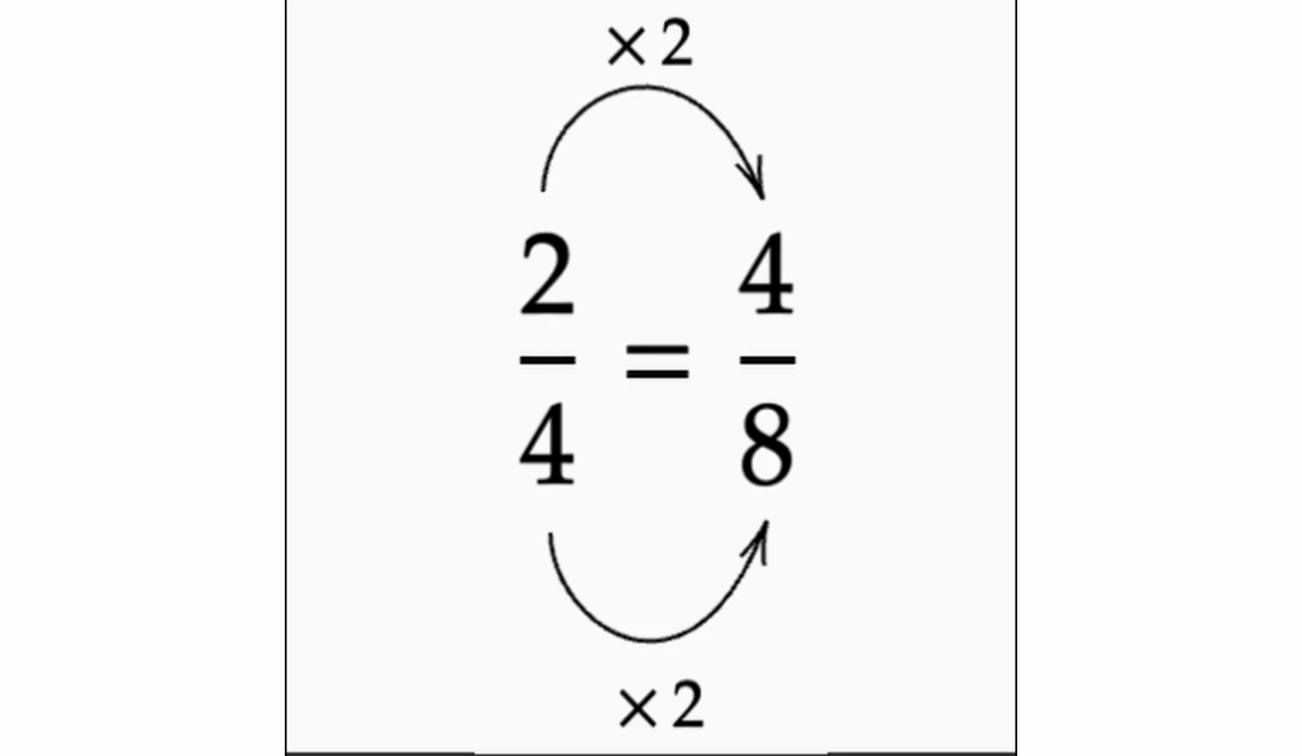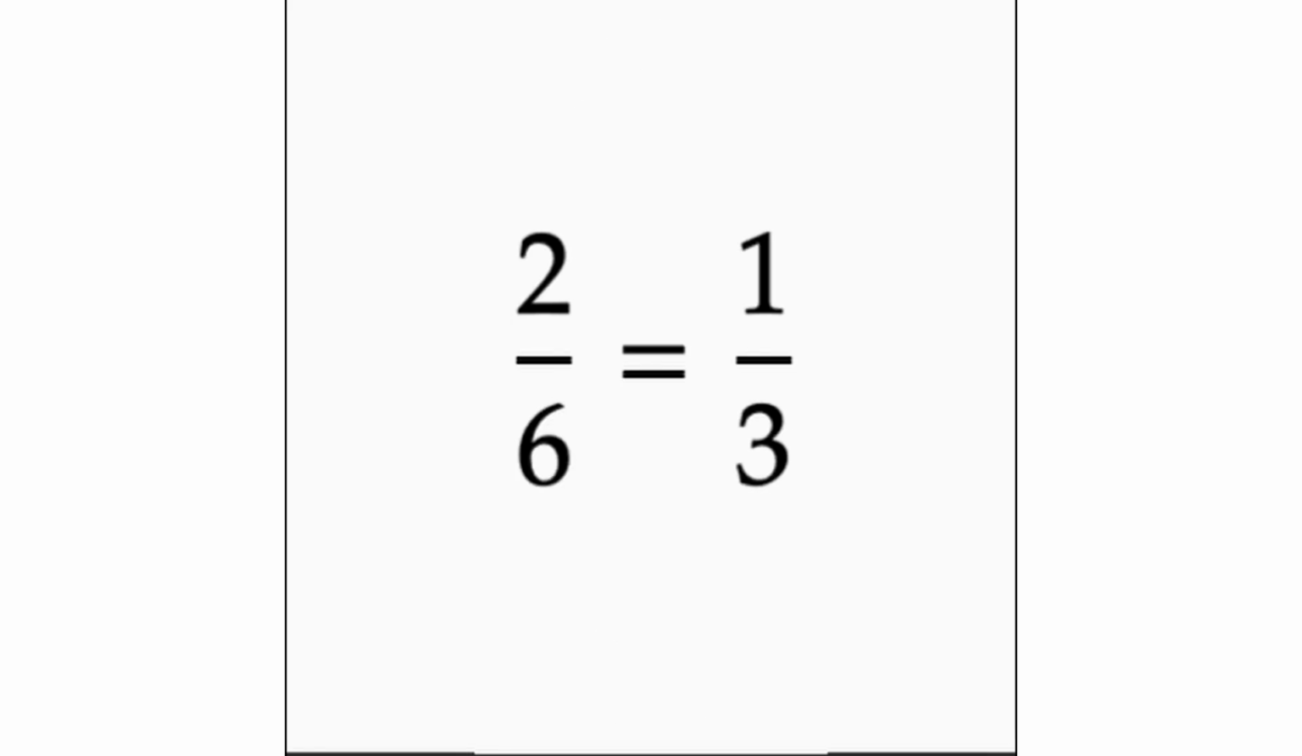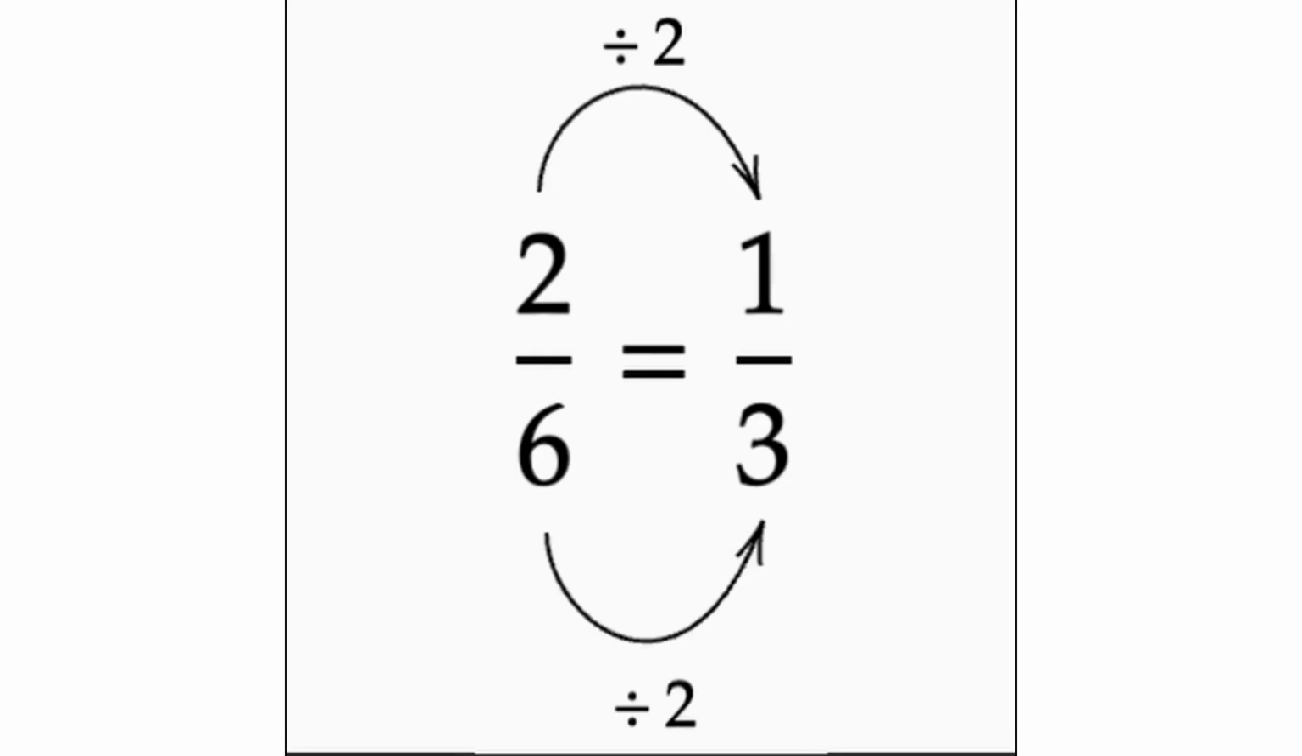So whatever you do to the denominator, here we do 4 times 2, you have to do exactly the same to the numerator, 2 times 2, or vice versa. You can start with the numerator and then go to the denominator. You always need to maintain the same proportion. So, for example, to go from 2/6 to 1/3, 2 divided by 2 equals 1, so you're colouring in half as many sections. Therefore, you need to split this shape into half as many sections. So 6 divided by 2 is equal to 3. Again, you're doing the same to the numerator as you do to the denominator.